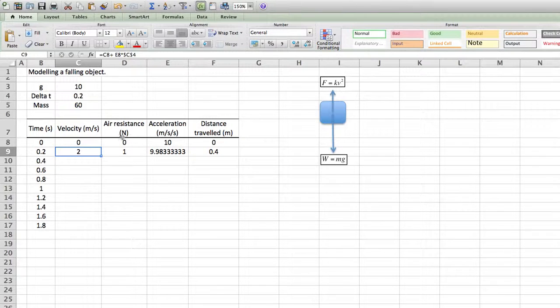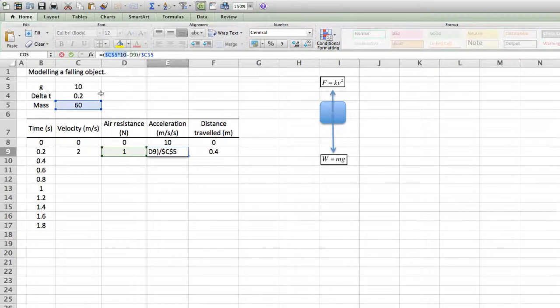Obviously, each one of these columns is going to affect the previous one, so let's move across and work out the air resistance. The air resistance is kV squared. So 0.25 is my K value, multiplied by the velocity squared, which gives me the air resistance. My acceleration in turn is going to be, in effect, 600, because it's the mass times 10 on Earth, minus the air resistance, and dividing it all by the mass again. And that gives me my change in acceleration.